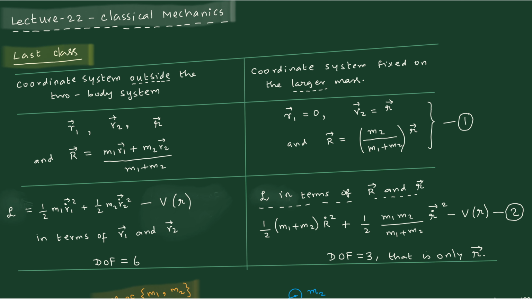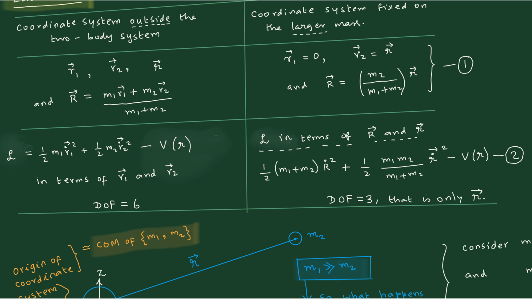And then we have also written down the corresponding Lagrangian in terms of the center of mass and the distance between the two masses. This is the end of the last class, where we have equation number 2. So we are now going to continue at this particular point. In these 3 minutes, I have given you the refreshment of what happened in the last class or last two classes.